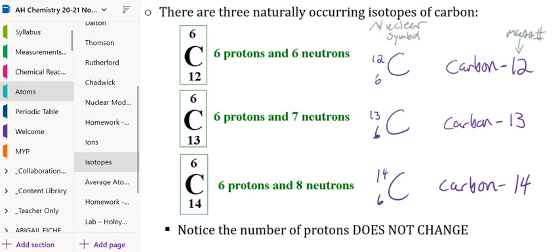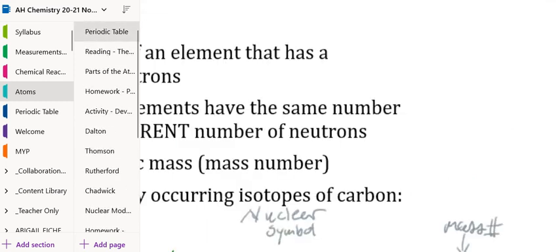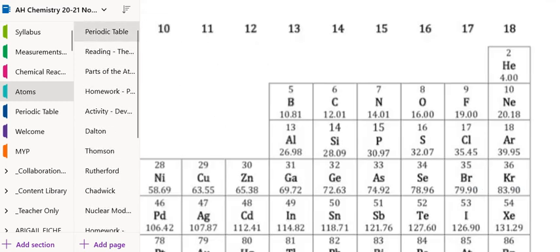If you don't have it out already, will you guys go ahead and get your periodic table that you got last class? You got a periodic table last class? Yes. Okay, so find carbon on your periodic table. So it's got atomic number 6, right? And it's got its symbol. What about this 12.01 at the bottom? That's the what? That's the average atomic mass.